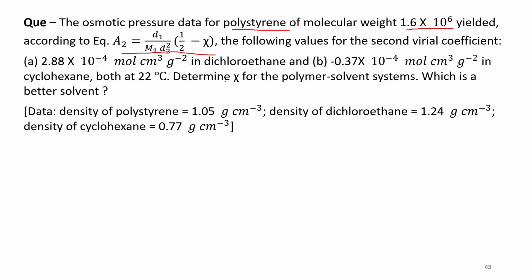So we need to determine chi, the Flory-Huggins interaction parameter, in this polymer solvent system, and we need to understand which is the better solvent. Is cyclohexane a better solvent or is dichloroethane a better solvent? The densities of polystyrene, dichloroethane and cyclohexane are already given in the question. So how can we calculate the Flory-Huggins interaction parameter for the polymer solvent system?